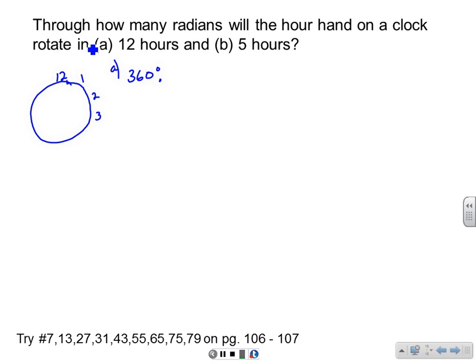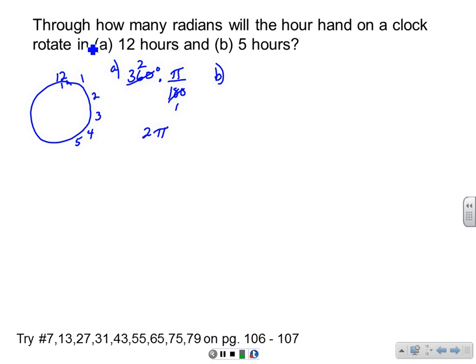To convert this to radians, we're just going to do pi over 180 and then reduce that. The 180 and the 360 will reduce: 180 will go into itself one time, 360 two times, and so we just get 2 pi. So we know that one full rotation is 2 pi radians. But if we do B, we want 5 hours. So 1, 2, 3, 4, 5.